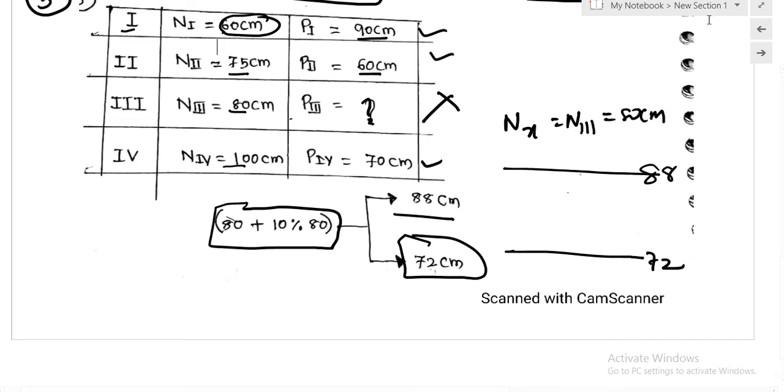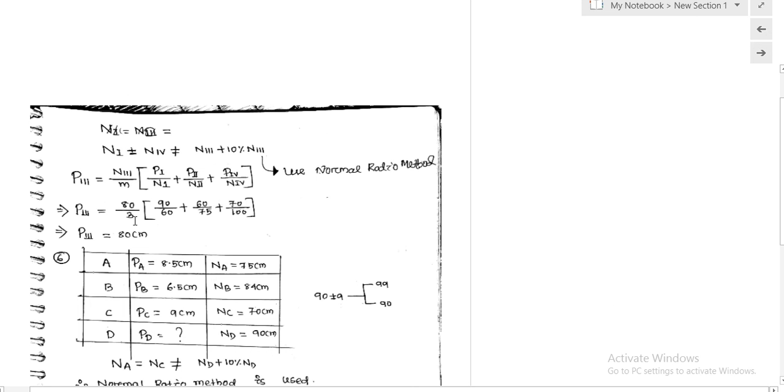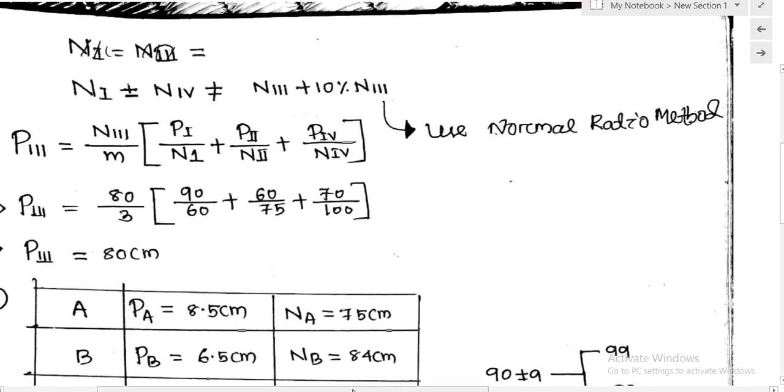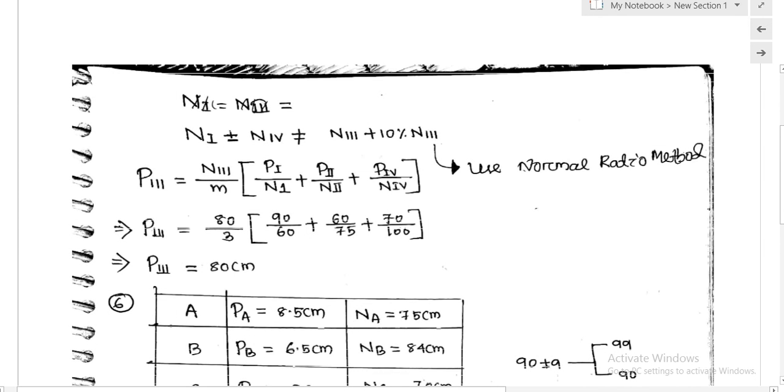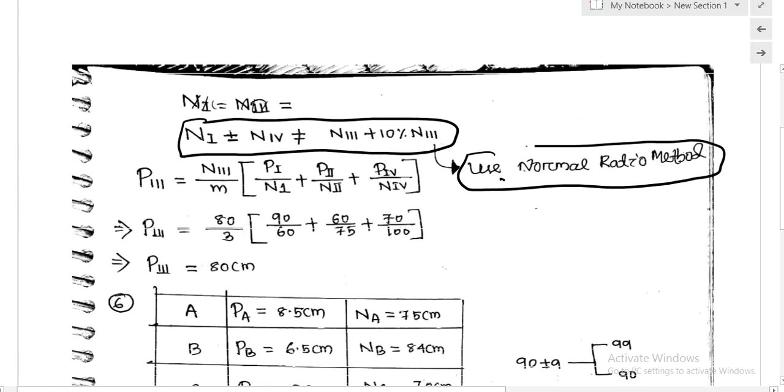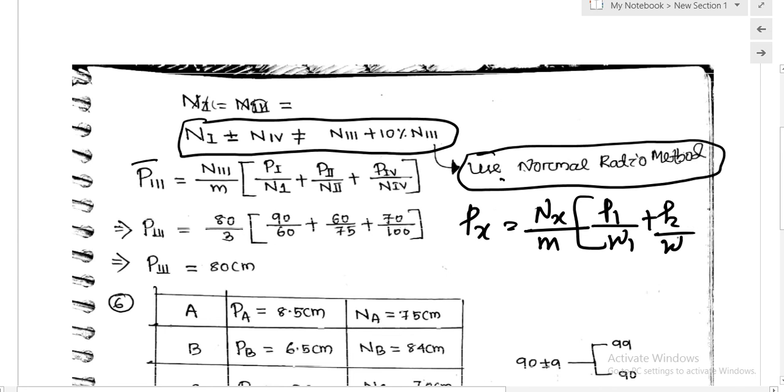So now directly we have to use the normal ratio method. As this is not lying within the range, we use the normal ratio method formula. Px will be equal to nx by m into P1 by n1 plus P2 by n2 plus P3 by n3.